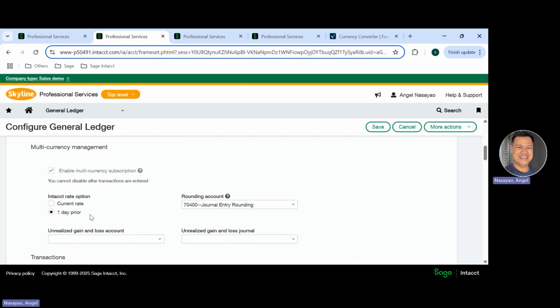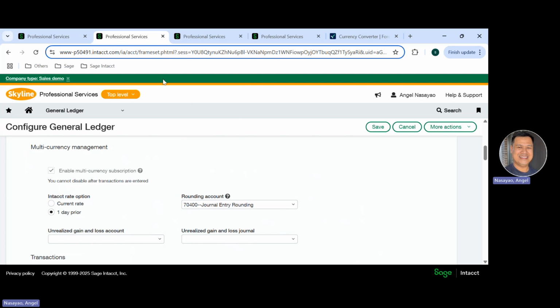Which means that if I'm having a consolidation or any foreign exchange rate today, the 8th of July, then I'll be having the exchange rate as of the 7th, because that's already been finalized, right? But if I say the 8th, first thing in the morning, it's not yet finalized, so it might actually change. So it's best to have the rate option in here as one day prior.